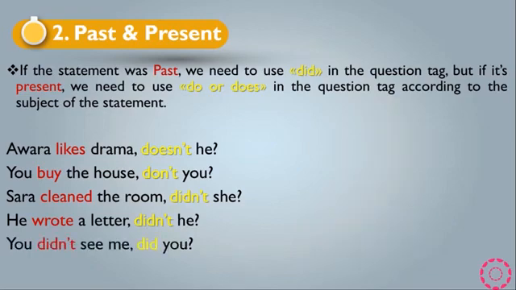You didn't see me, did you? Again, we have didn't here, which is past simple in negative form, and because the statement is negative, the question tag should be positive. So we just simply remove the not from didn't and it became, you didn't see me, did you?